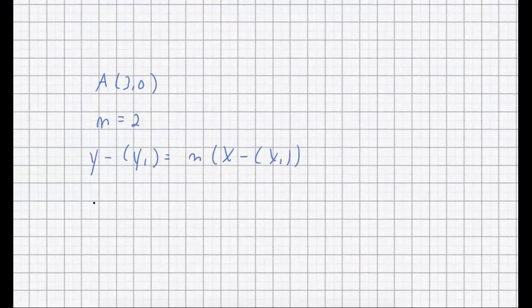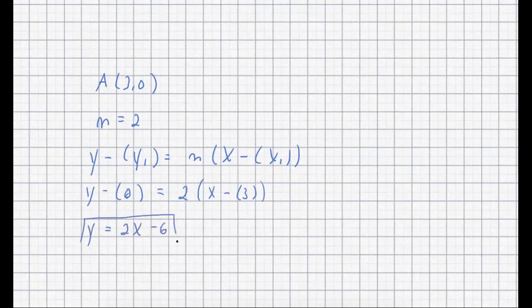Please help me to plug it in. So y minus 0 equals 2 times (x minus 3). Don't forget the parentheses because now it looks maybe redundant, but it's really good once you have a lot of minuses. So y equals 2x minus 6. That's it, and that's the whole problem. It wasn't that hard.